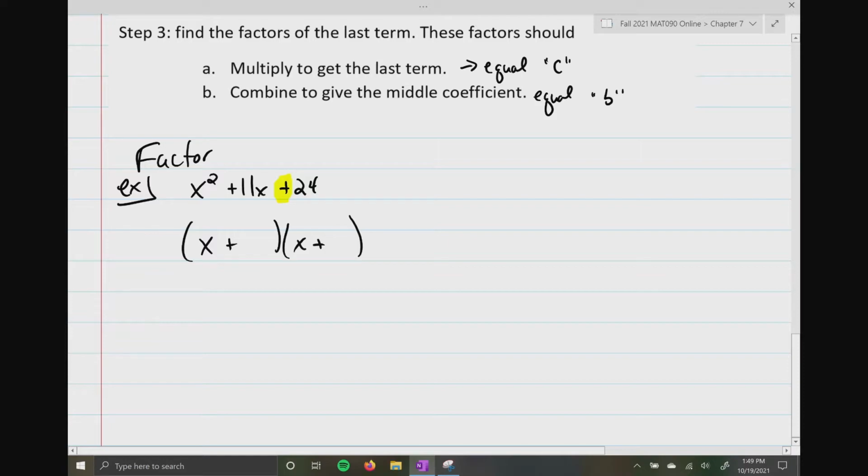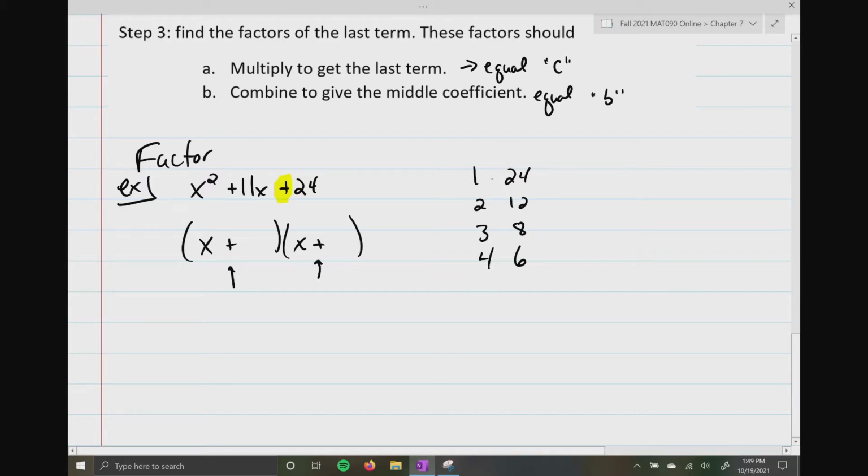Now we're going to write out the factors of 24, step 3. So we have 1 times 24, 2 times 12, 3 times 8, and I think 4 times 6. Now, our goal is to multiply to get 24. Well, we already established that by writing out the factors. But now I also need to combine them so it equals 11, okay? So we want these to combine to equal 11. And we know both numbers are going to be positive.